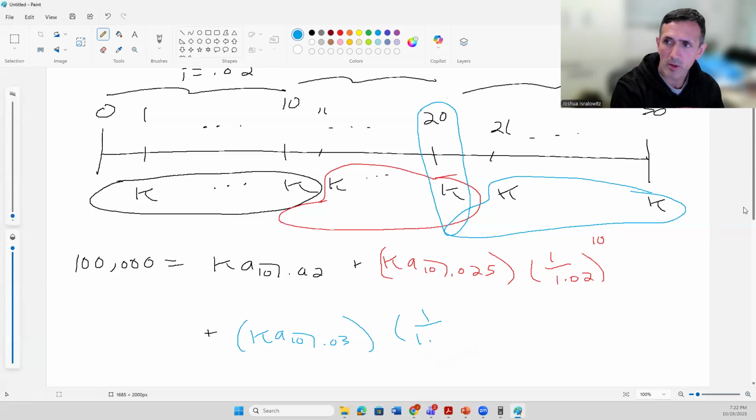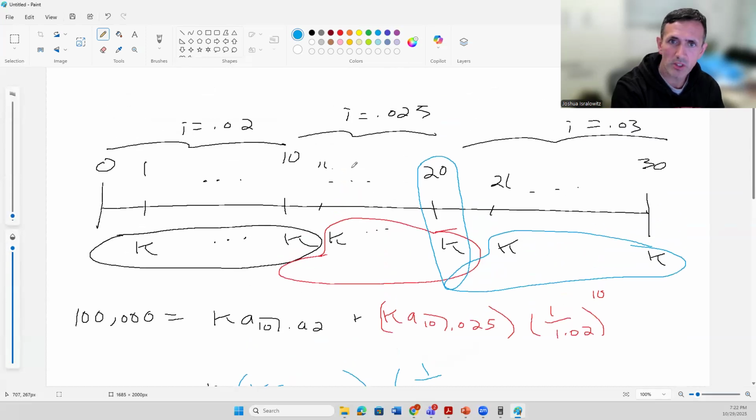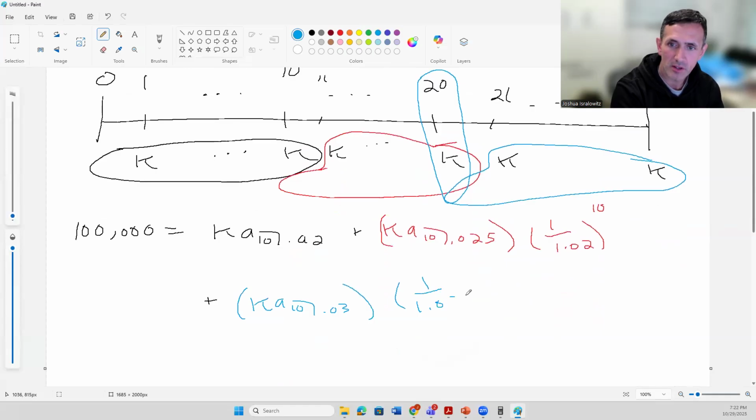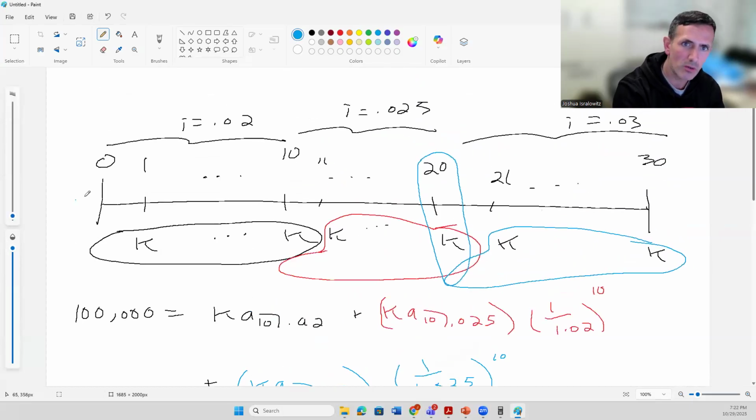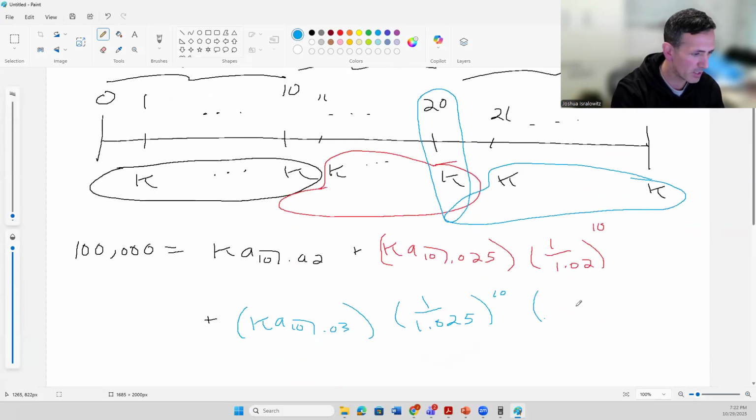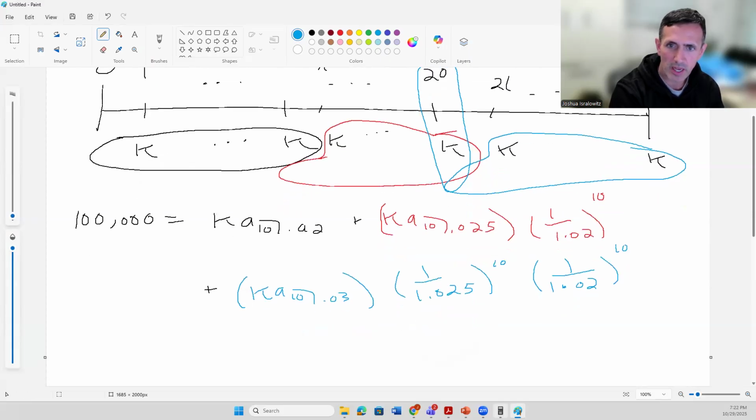Here we have to be a little careful, because we discount by 10 years to go to 10 at 2.5%. What I have here is basically the present value at t equals 10, but to go to 0, we discount by another 10 years at 2%. So we have to be super careful. All right, so let's do this in a calculator.